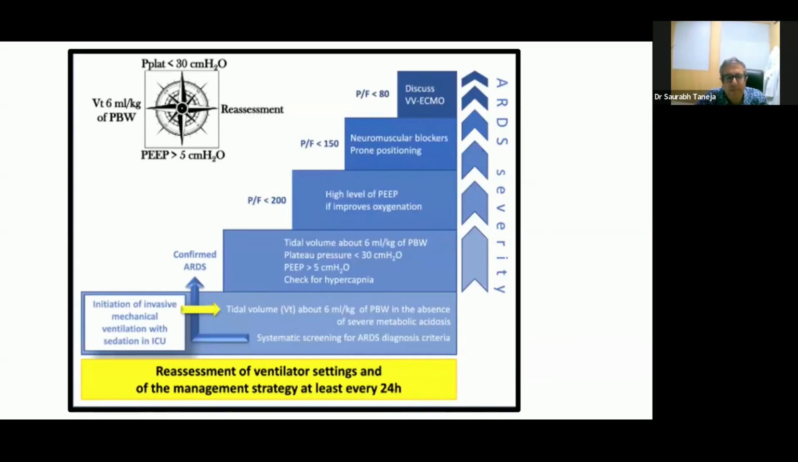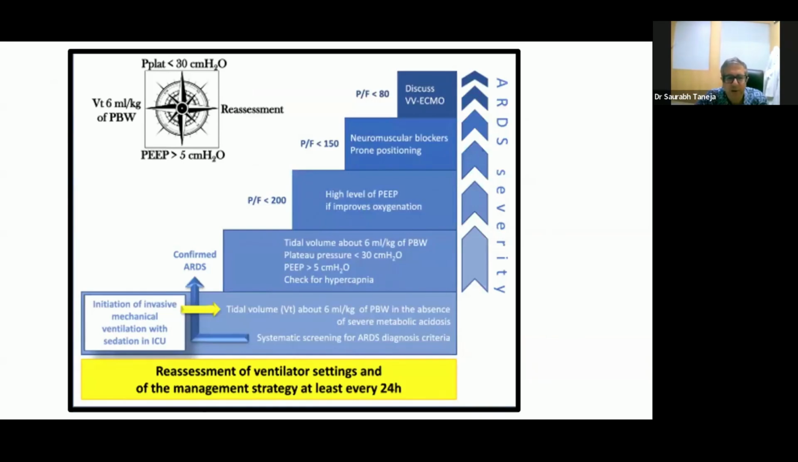So this is how we try to manage a patient with refractory hypoxemic respiratory failure. Initially we give lung protective ventilation, that is, we maintain a tidal volume of 6 ml per kg of body weight and try to maintain a plateau pressure of less than 30 centimeters of water. PEEP should be maintained at least 5. In some patients we have to go up to 10, 12. But these patients should be deeply sedated.